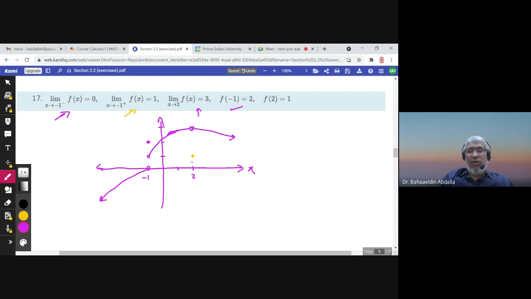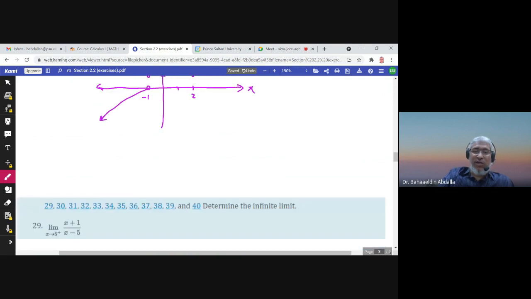So this would be the graph of the function f of x that satisfies all of these conditions. Of course, you can change. The function doesn't have to go like this. It can come from here. Anyway, you need just to satisfy all of these conditions in a graph.